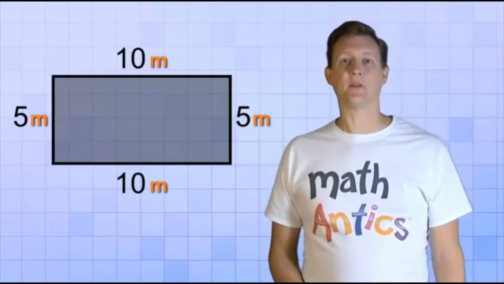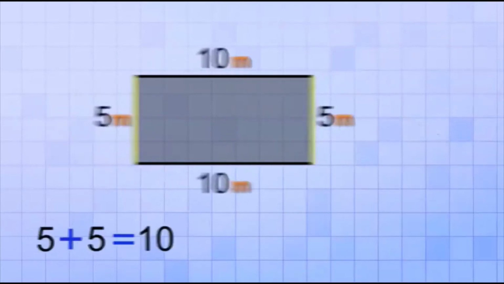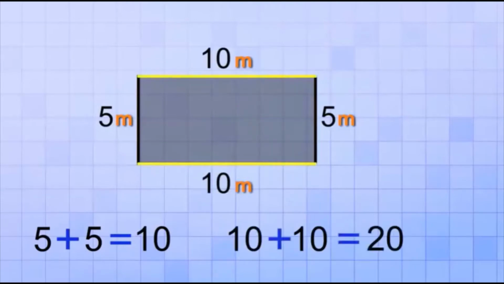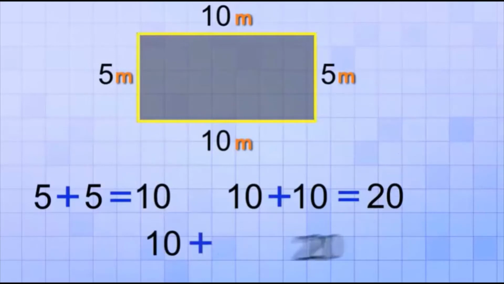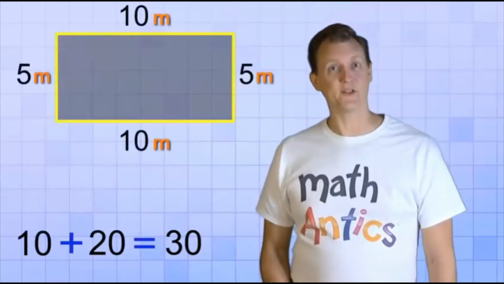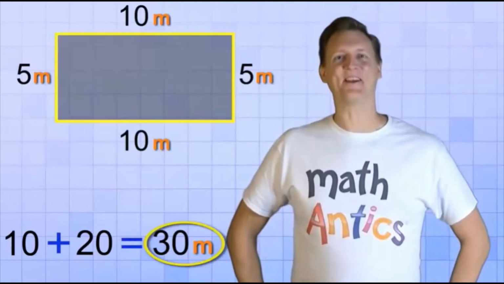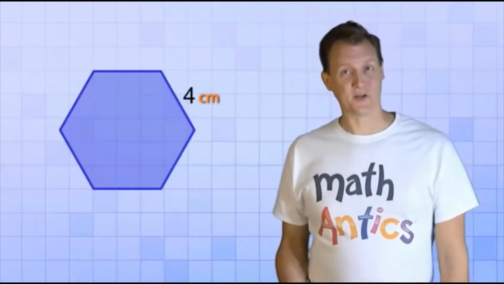And I think I'll add up the 2 short sides first. 5 plus 5 equals 10. Next, I'll add up the 2 longer sides. 10 plus 10 equals 20. And now, if I add up those 2 answers, I'll get the total for all 4 sides. 10 plus 20 equals 30. So, the perimeter of this rectangle is 30 meters. You thought I was going to forget my units, didn't you? Not this time. Here's another good example.